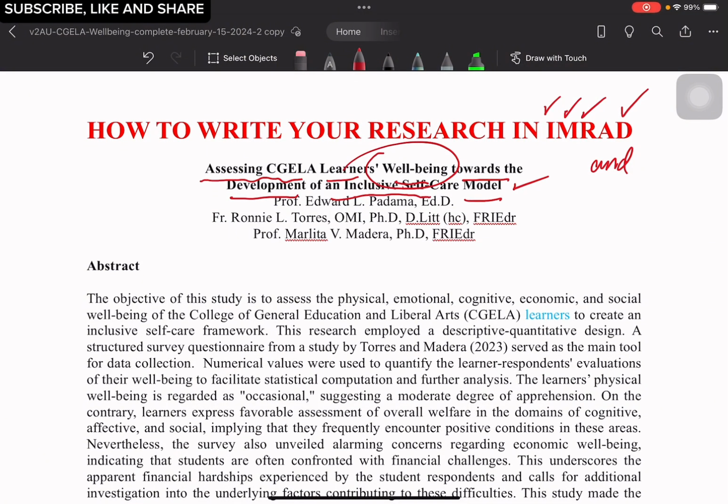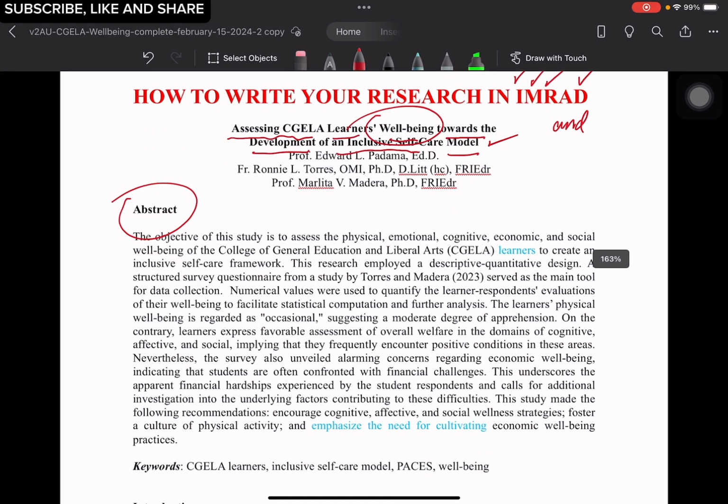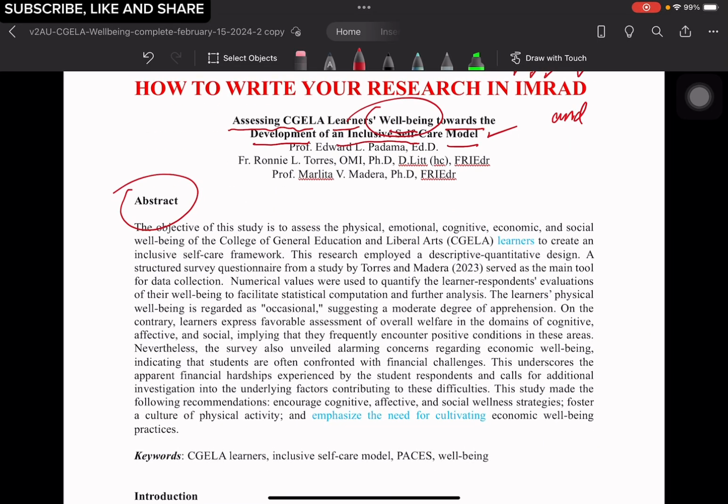The first part of this study that utilized the IMRAD format is the research abstract. The research abstract should contain the goal or direction of the study, the method used in your study, the findings of your study, the recommendation of your study, and the keywords that were utilized in your study. So all of this should be summarized in this particular part of your study if you're going to utilize the IMRAD format.